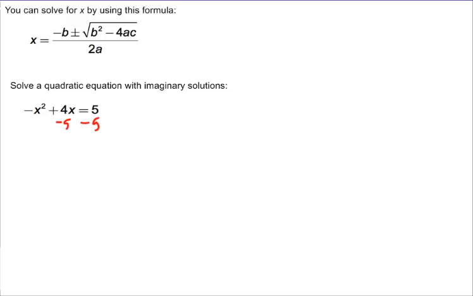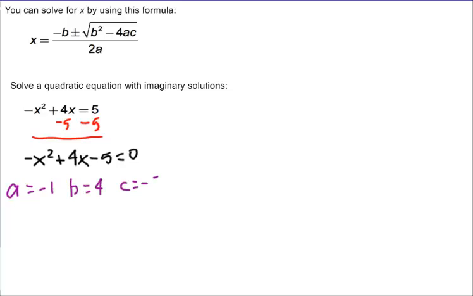Let's get a 0 on the right-hand side. Standard form. And then let's list off our A, B's, and C's. Alright. And then once we've got these guys, plug them into your quadratic formula. You put A in where A is, you put B in where B is, you put C in where C is. And then you simplify it out and see what you're left with.